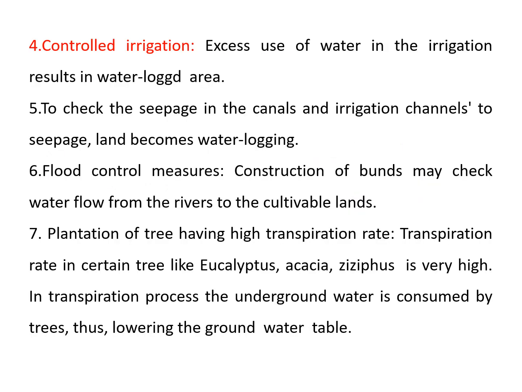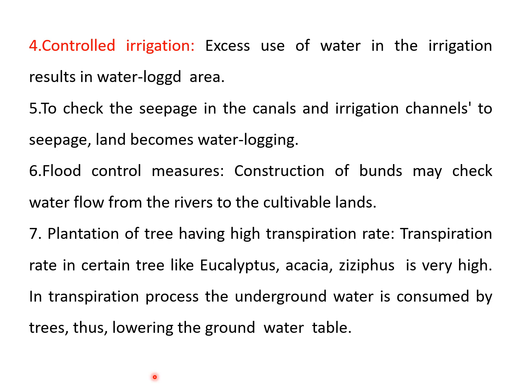Next factor, that is controlled irrigation. Excess use of water in irrigation results in waterlogged area. Seepage in the canals and irrigation canals makes land waterlogged, so it must be checked. Flood control measures, such as construction of bunds, may check the water flow from the rivers to the cultivable land.